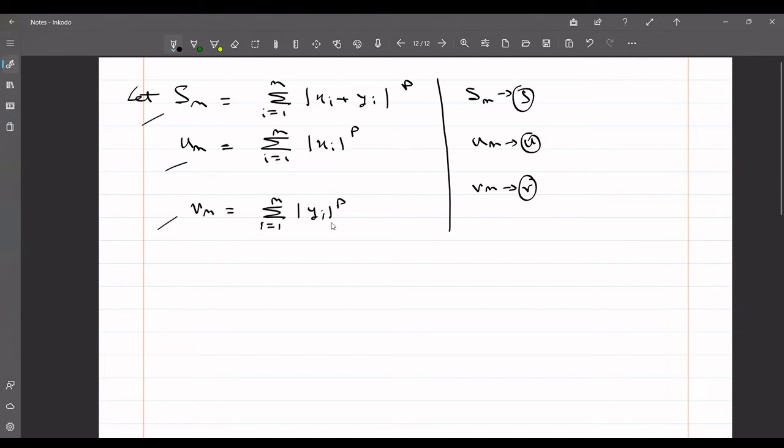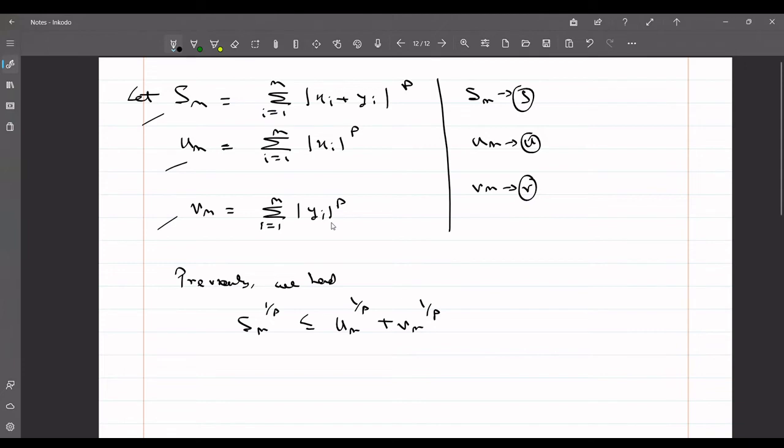Now see, previously we had that Sn to the power 1 over p is less than or equal to un to the power 1 over p plus vn to the power 1 over p. We have already proved it.